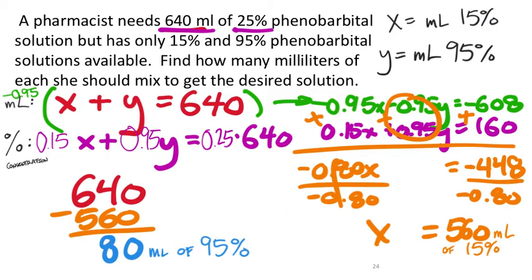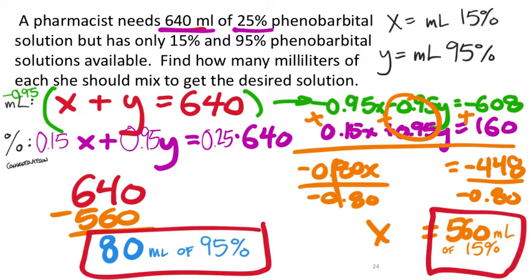How about 0.15 times 560? That's the concentration, that's 84, plus the 0.95 times 80. Enter, and I get 160, which is what we got from the final concentrated mix. 640 times the percentage there, 160. So it checks off on both accounts.